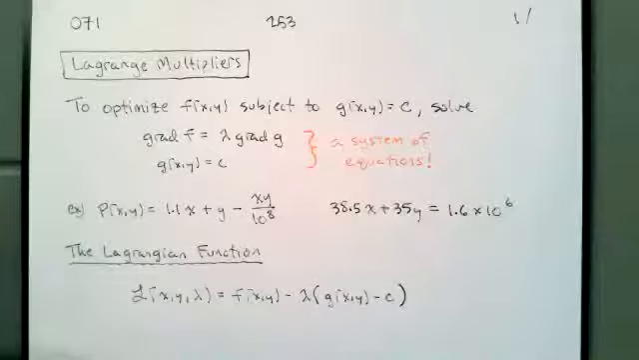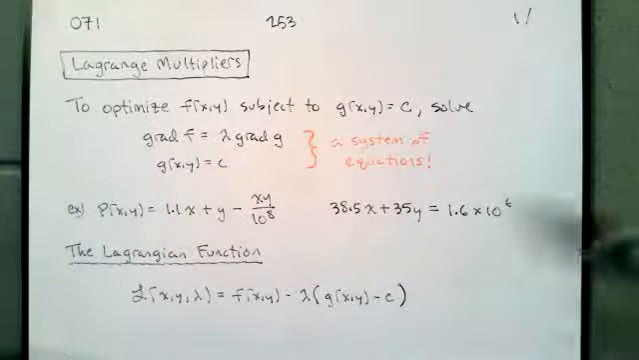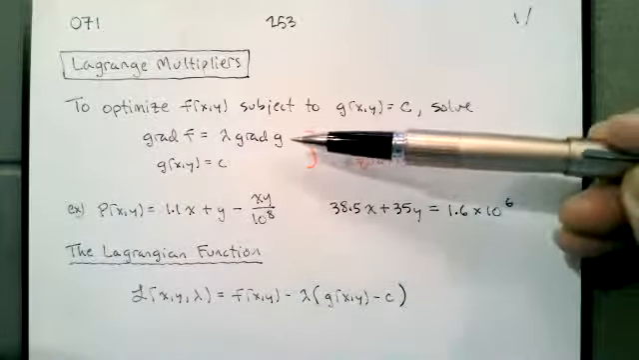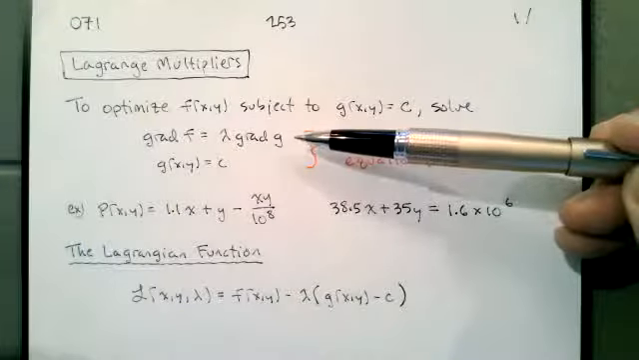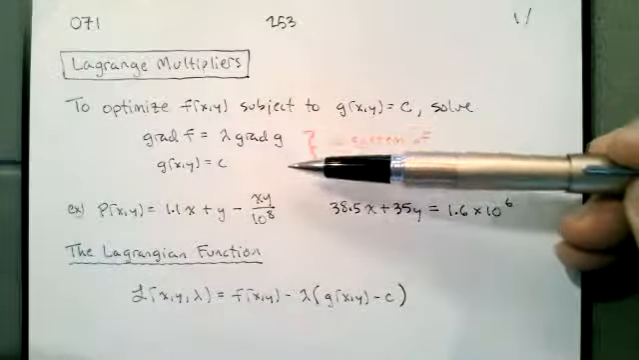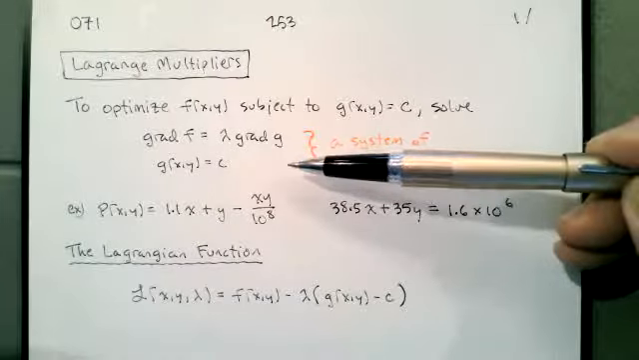Today, we want to talk about some more constrained optimization, and we're going to talk about the Lagrangian function. If you recall, when we're trying to optimize a function, say f of x, y, subject to some constraint, g of x, y equals a constant, we want to set up a system of equations to solve. That system of equations will be the gradient of f equals lambda times the gradient of g, and g of x, y equals some constant, the constraint.